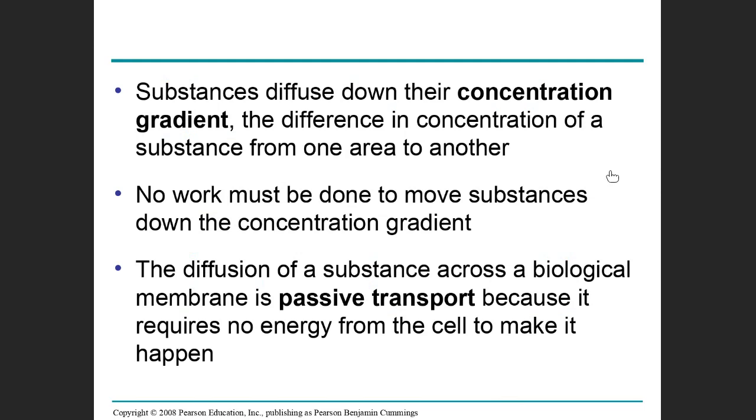So we already mentioned that molecules diffuse from an area of high concentration to low, so they diffuse down their concentration gradient. And no work is required to do this. No energy other than that which exists in that system is used. And once molecules have reached equilibrium, there's no net diffusion, there's no net change. So we call this movement of substances across the membrane by diffusion passive transport.